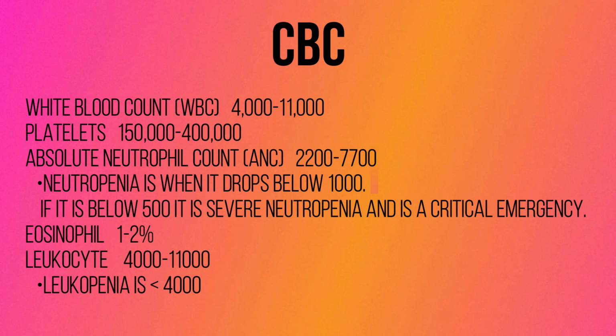The next one is absolute neutrophil count, ANC. What neutrophils are, they're a type of white blood cells that fight infection. Normal is 2,200 to 7,700. I've never seen them ask that exact number. It would be more like the white blood count that they want. But anyways, neutropenia, that's what you should know, is when it's below 1,000. If it's below 500, it's severe neutropenia and it's a critical emergency.